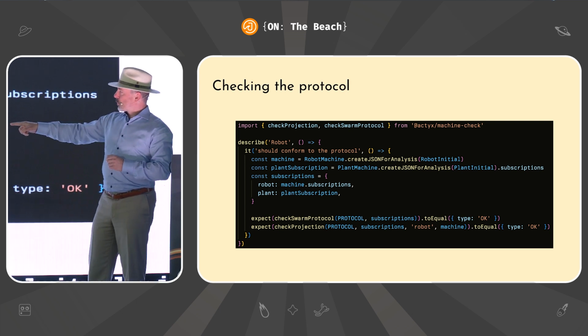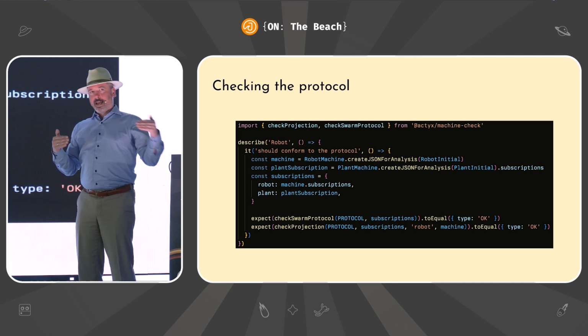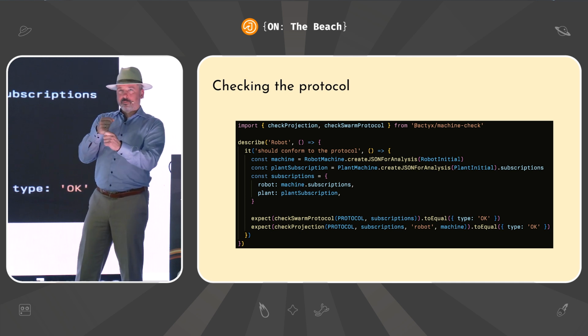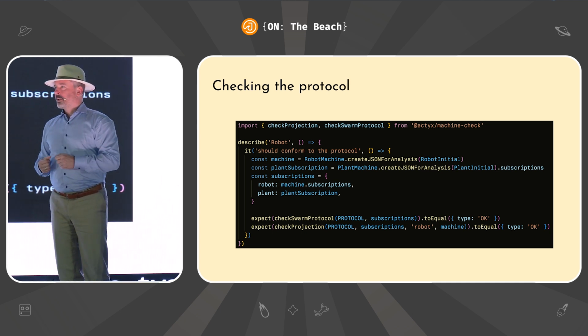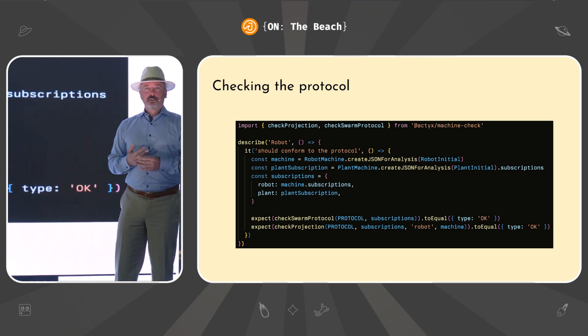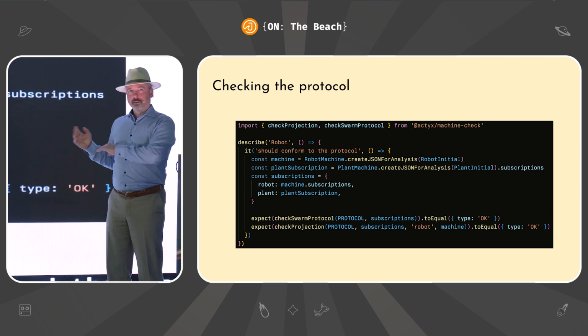And then the protocol with the subscription is projected for the robot in this case, and the actual robot machine is compared. So this is a comparison between the two graphs, between the two diagrams. And if there is any discrepancy, you will get an error here, so that you know that you have not faithfully implemented the protocol. And then you can fix it, and then everything is fine.